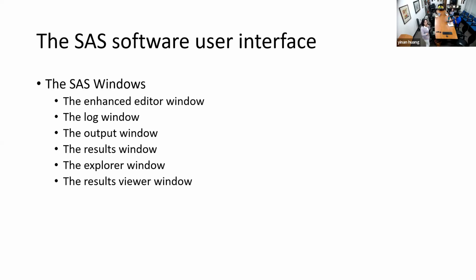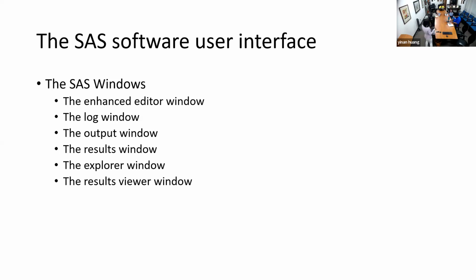Now, in the local SAS, which I shared last time, there are about 6 windows that we are dealing with. The enhanced editor window is where you write your program, and the log window is where you check the correctness of your program. An output window and results window help you see the results of your programming.